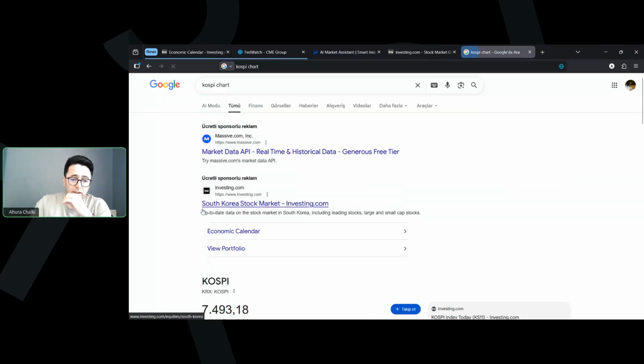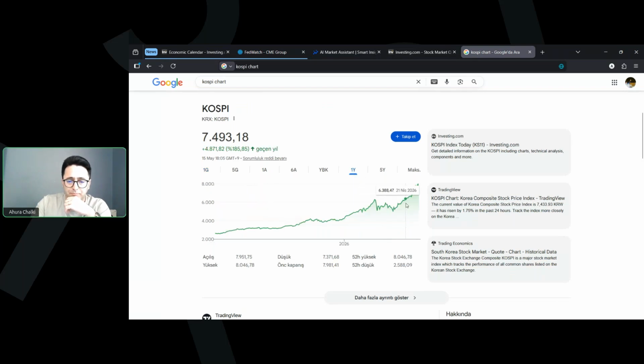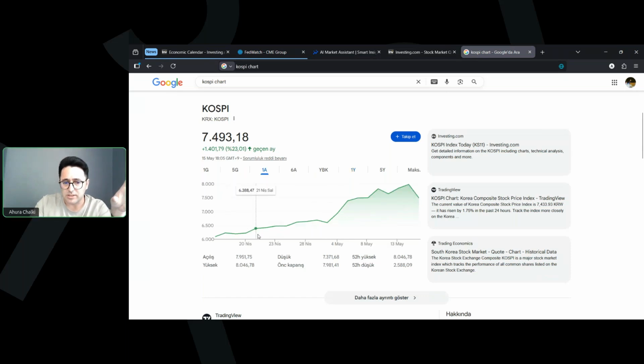The Kospi was one of the biggest. Let's talk about it, 1 year ago. Just look at the Kospi's movement 1 year ago. This movement is one of the biggest movements that we had so far. Still looking at even the past 1 month, look at this movement.